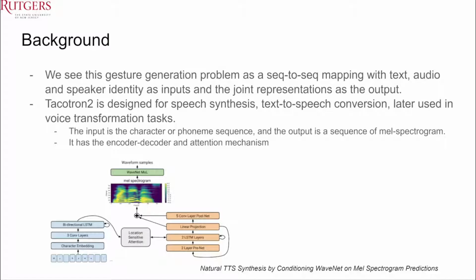Tacotron2 is designed for speech synthesis, text-to-speech conversion. Later, it's used in voice transformation tasks. The input is a character or phoneme sequence, and the output is a sequence of Mel spectrograms. It has the encoder-decoder architecture and the attention mechanism. The picture shows the architecture of Tacotron2.